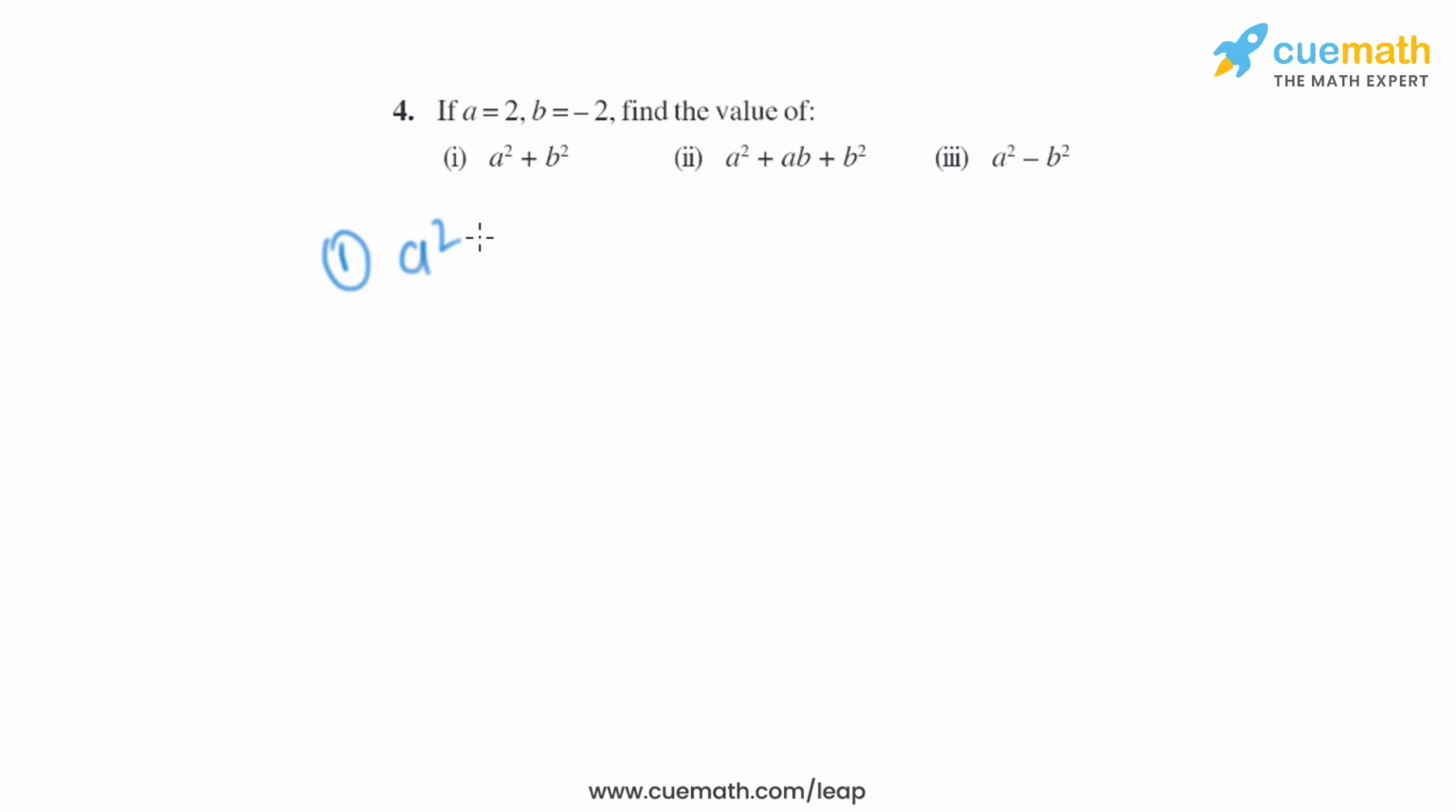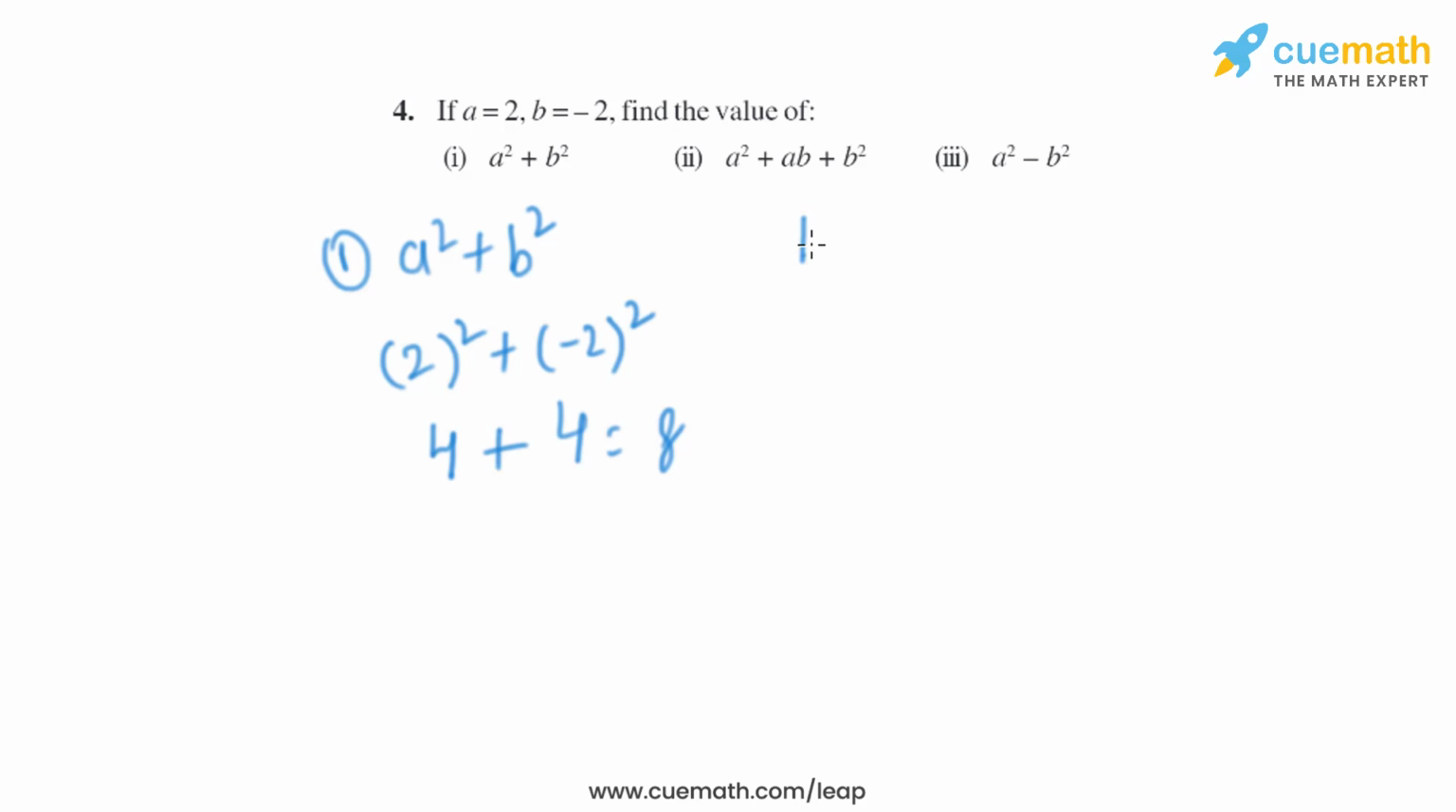So that is a square plus b square. Let's put the value of a and b. So it will become 2 square plus minus 2 square. So 2 square is basically 2 into 2, which is 4. And minus 2 square is basically minus 2 into minus 2, that is plus 4. So it will be 8.